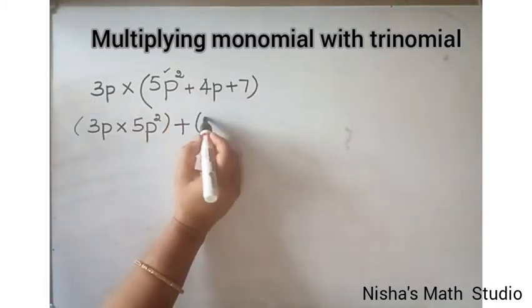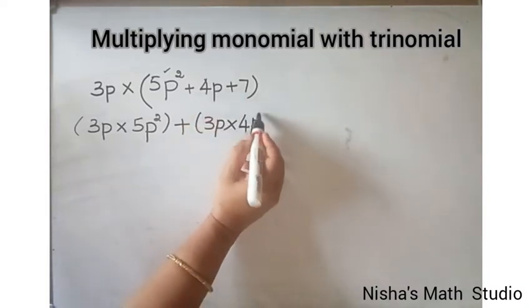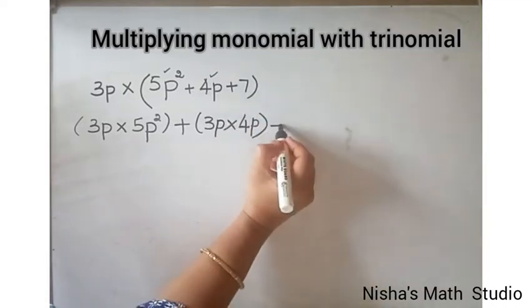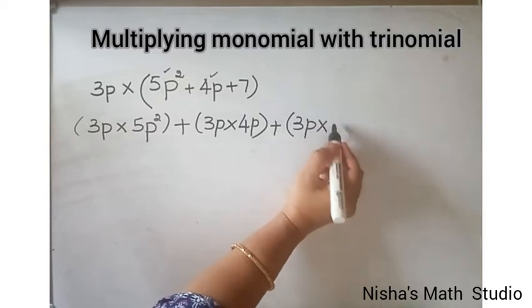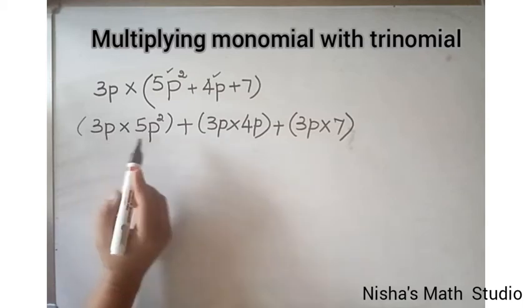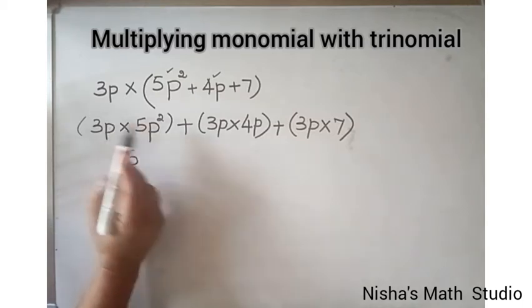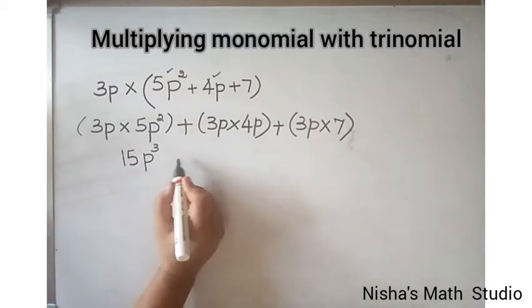Now 3p is to be multiplied with the second term, that is 4p. So this is over. Next you have 7 here. Before that you have a plus sign. So 3p multiplied by 7. Numerical coefficient 3 and 5, 3 5s are 15. Here p to the power 1 and p to the power 2, totally it will give you p to the power 3.